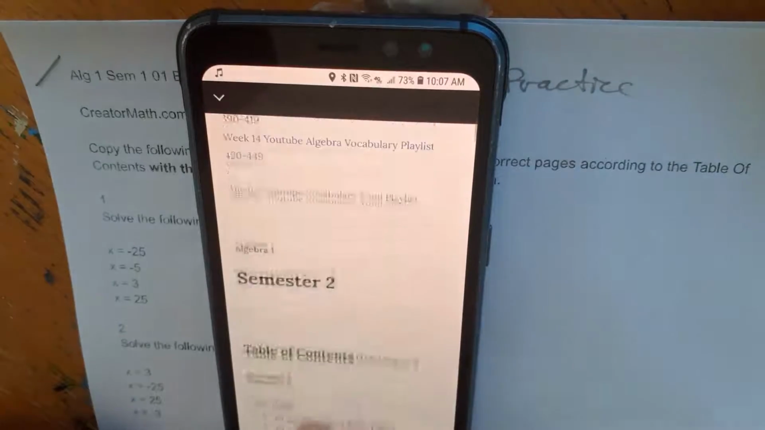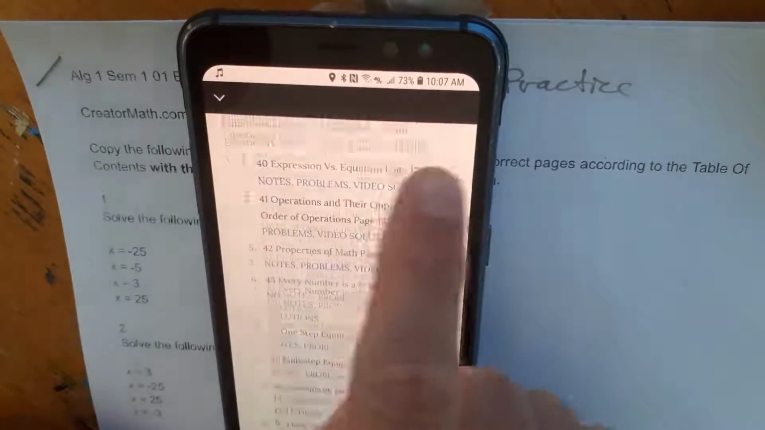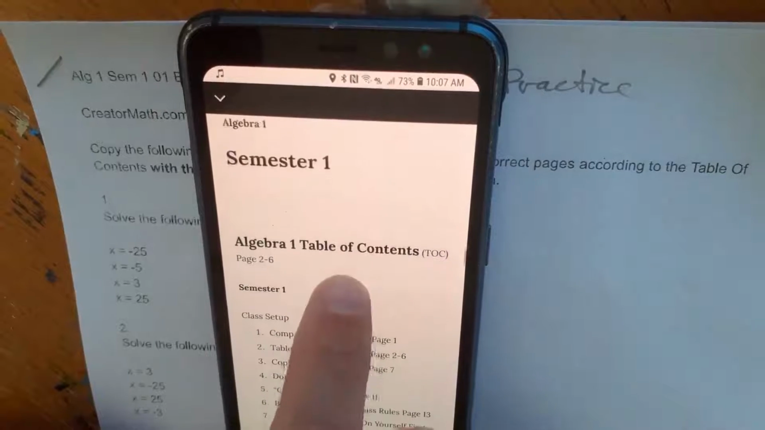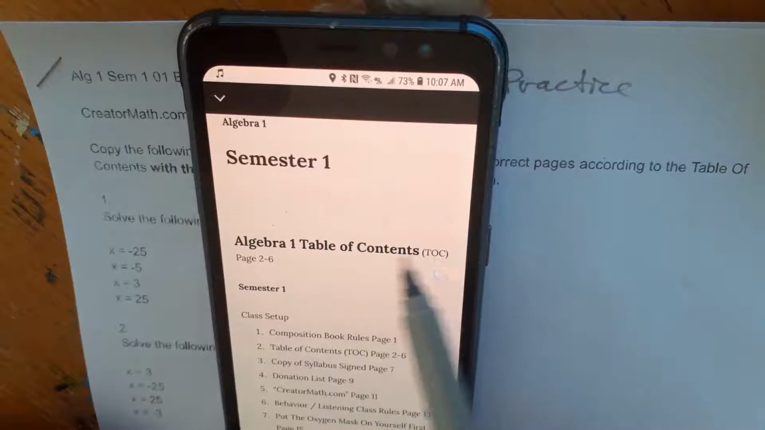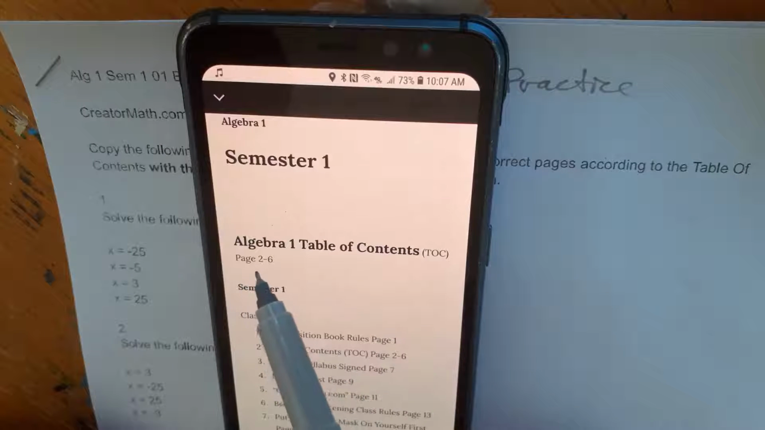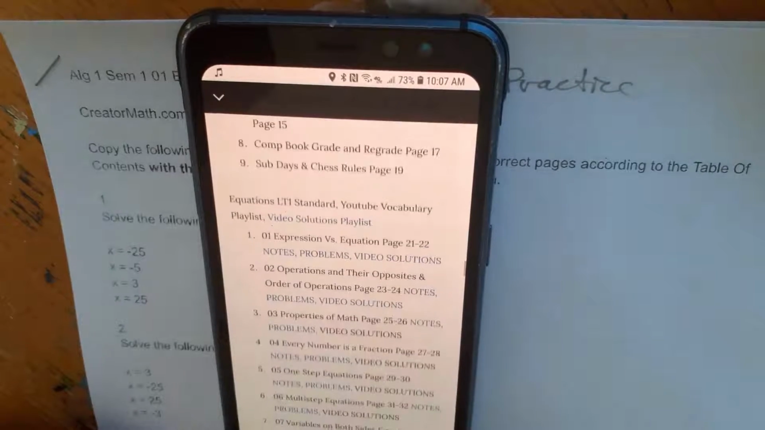We're going to scroll down to find the table of contents we need. We're in Semester 1 for this particular video. So Semester 1, table of contents. This should have all been copied onto pages 2 through 6 of your composition book. If you haven't done it yet, stop what you're doing now and go ahead and complete that.